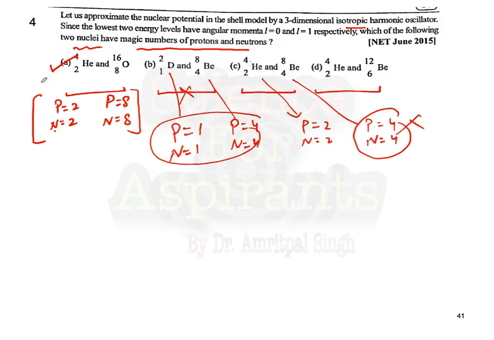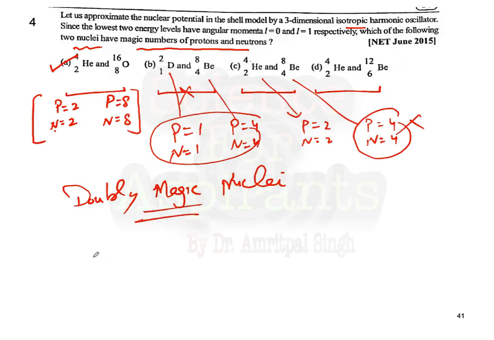So you can find out the magic number, and there are some other nuclei which are known as doubly magic nuclei. Doubly magic nuclei are more stable as compared to magic nuclei. Doubly magic nuclei are those nuclei whose proton and neutron both have magic number values.